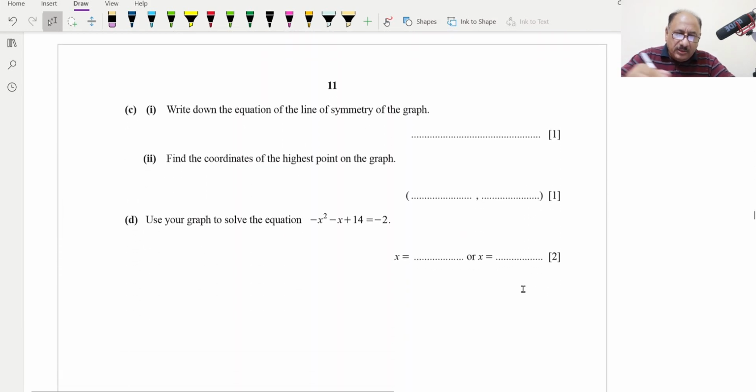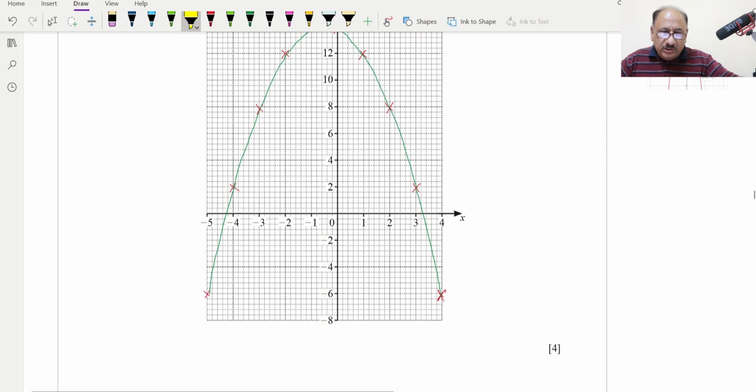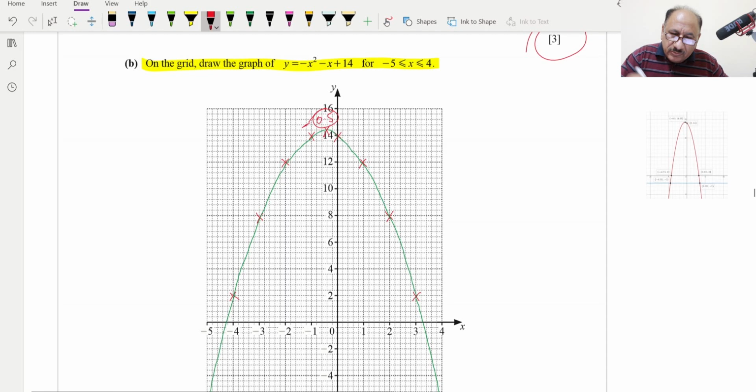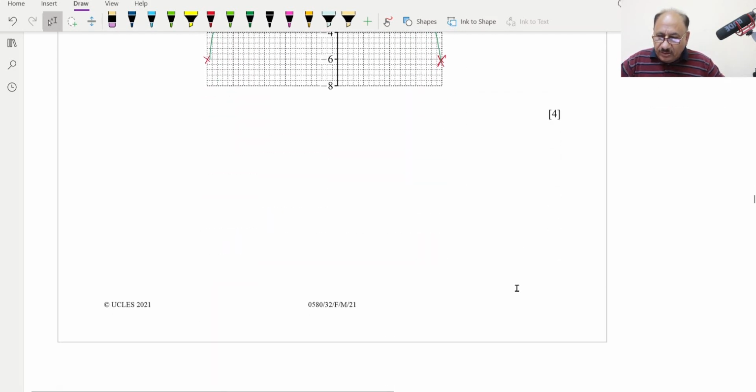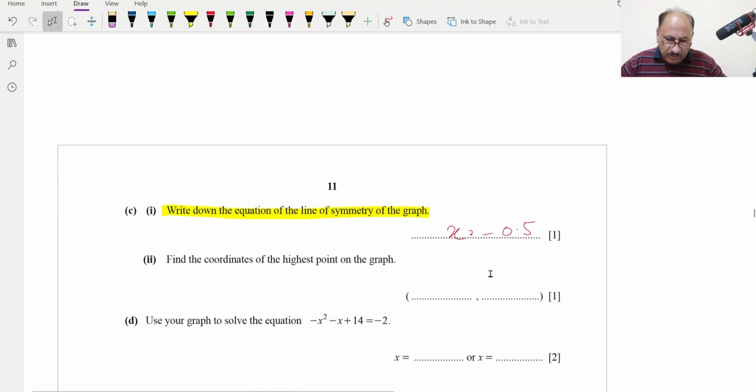They are saying C part. Number one, write down the equation of the line of symmetry of the graph. So line of symmetry of the graph we know is what? Line of symmetry of the graph is over here, which we have seen at this point, negative 0.5. So we will write x is equal to minus 0.5. X is equal to minus 0.5. This will be the line of symmetry.